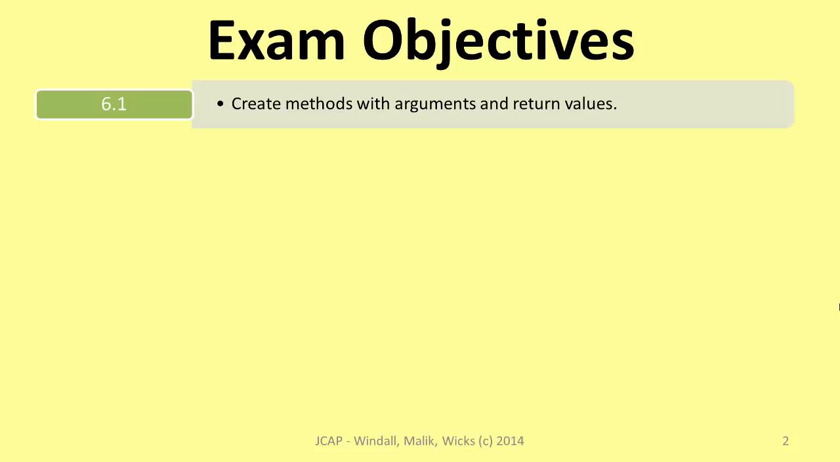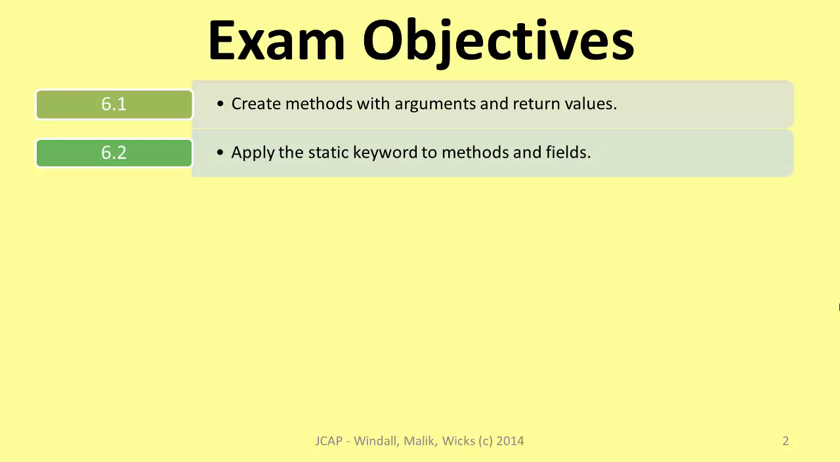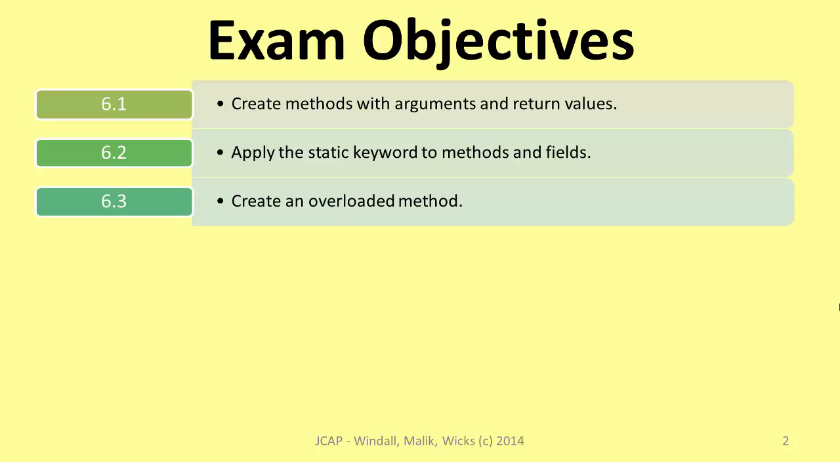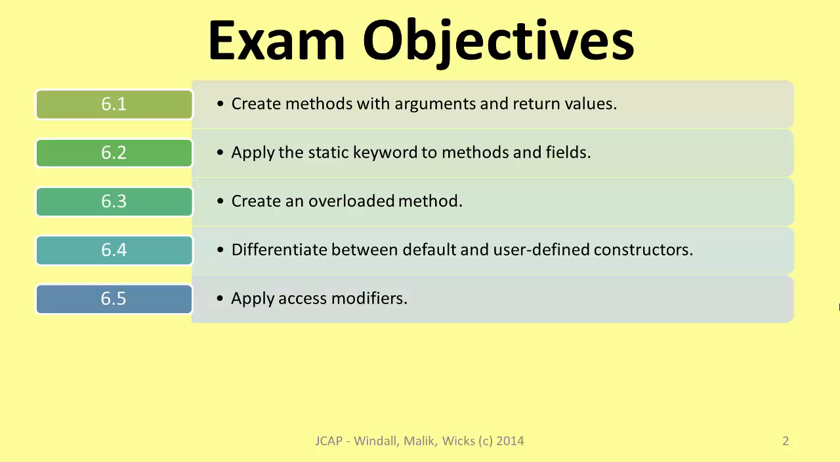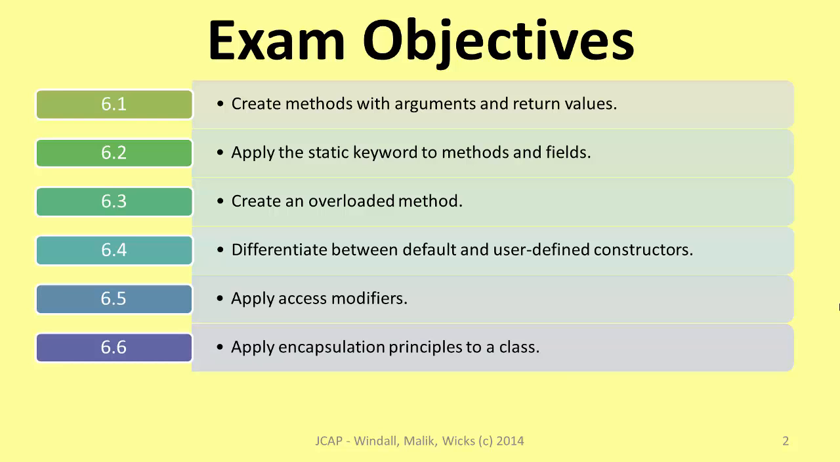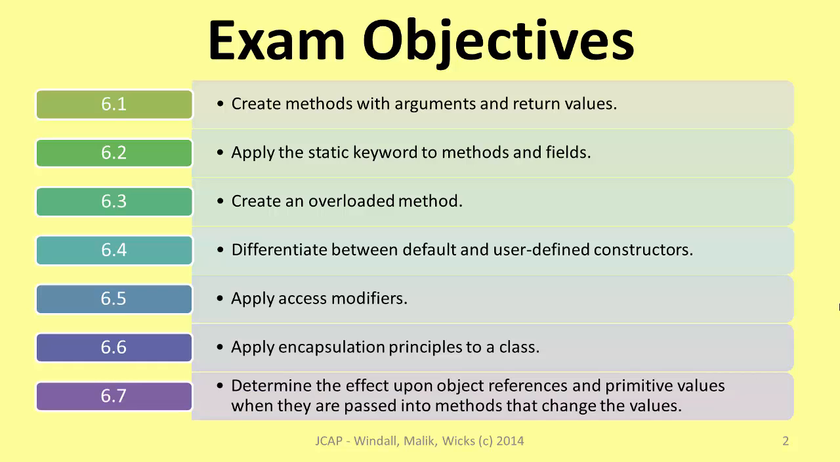The first objective is to create methods with arguments and return values. The second objective is to apply the static keyword to methods and fields. Then we move on to create overloaded methods. Next, we're going to differentiate between default and user-defined constructors. Then it's on to access modifiers and applying encapsulation principles to a class. And finally, we're going to look at determining the effect upon object references and primitive values when they're passed into methods that change the values.